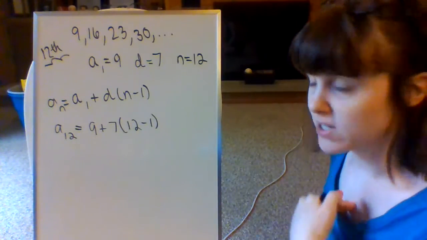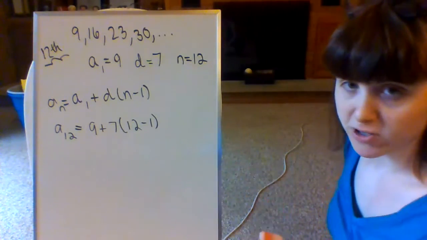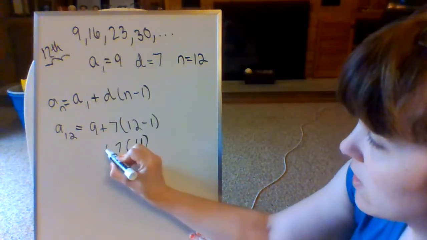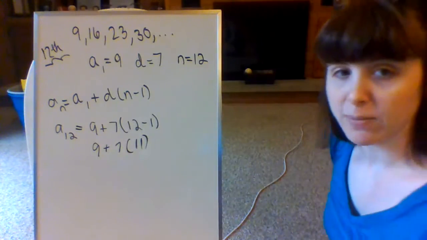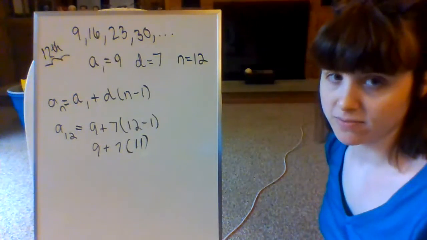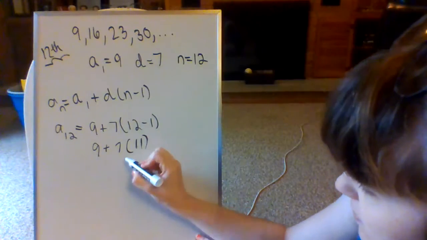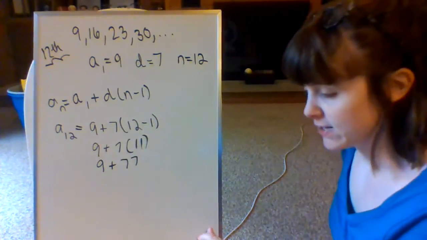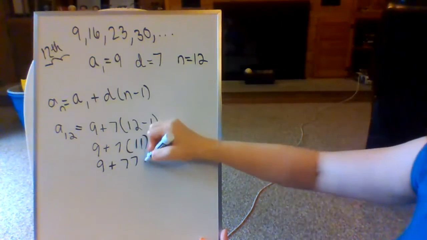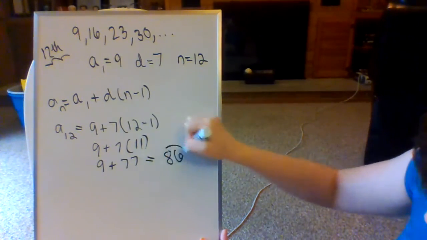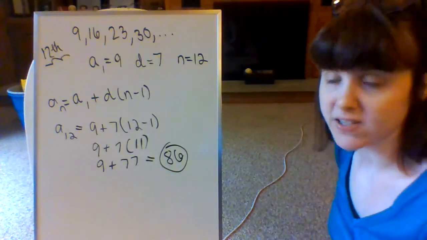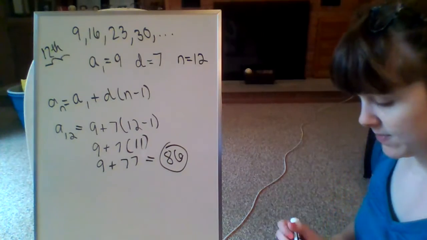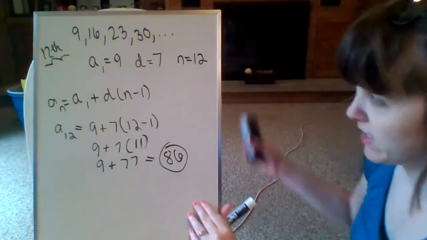So what I always do is, I do 12 minus 1 first, and that's 11. Okay, now I'm going to do 11 times 7, which is 77. Okay, and then to get the answer, we'll do 9 plus 77, which is 86. So the 12th term of this sequence of numbers is 86. Okay, so hopefully that didn't seem too bad.